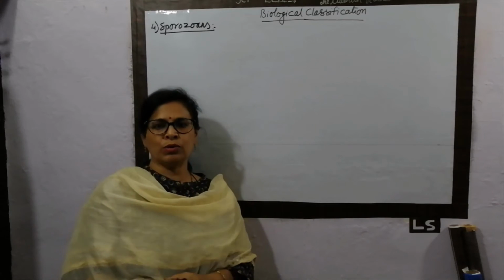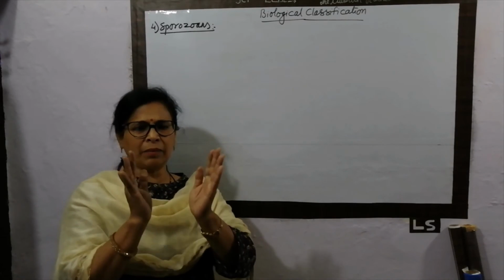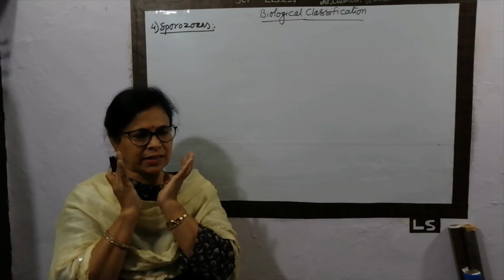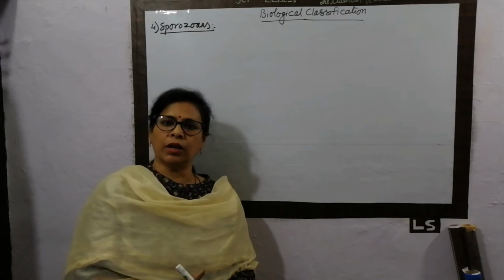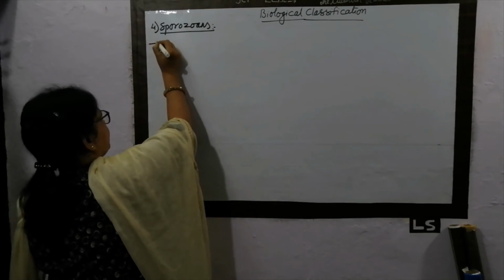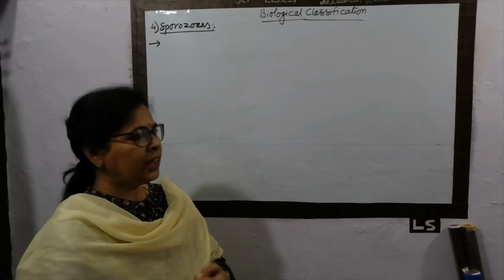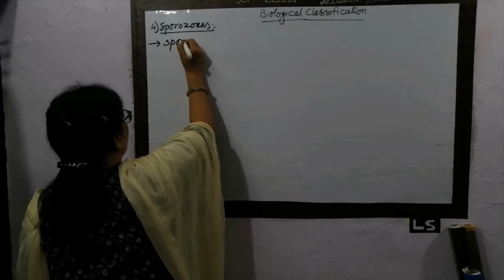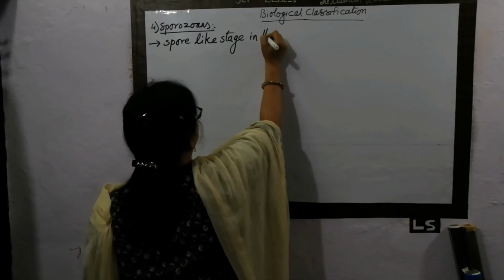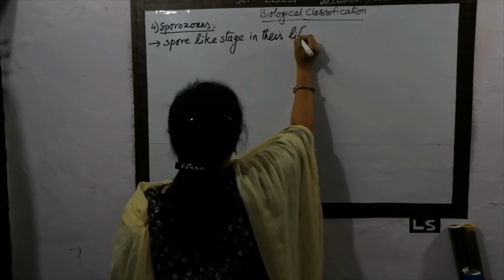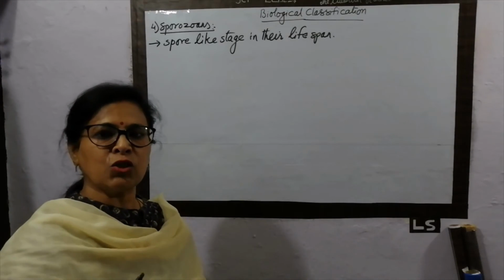Sporozoans are called sporozoans because in their life cycle, their complete life span, they sometimes spend a sporophytic stage. So what is the sporophytic stage? It is called the spore-like stage in their life cycle. So they bear a spore-like stage in their life span. It is a small one, but it is present in their life span. So they are called the sporozoans.